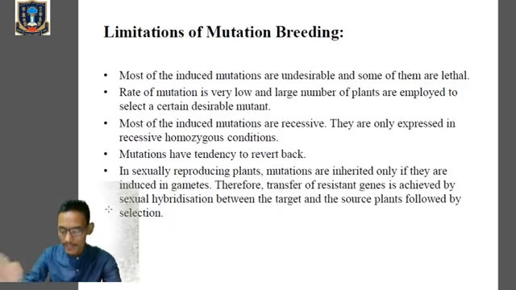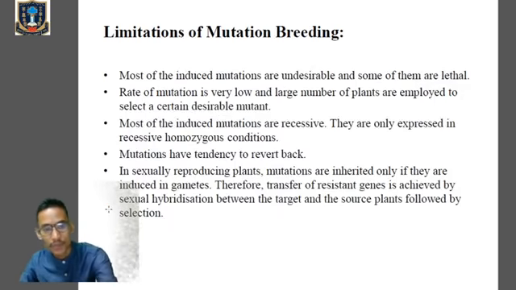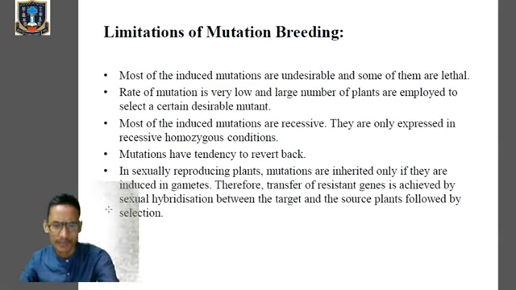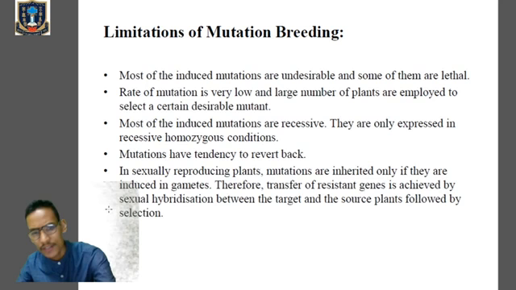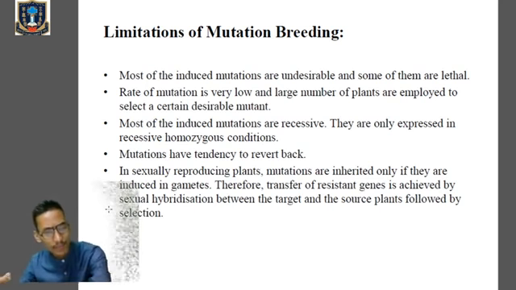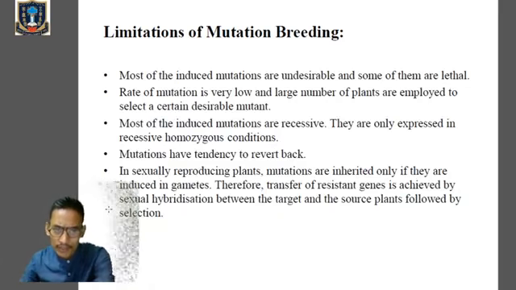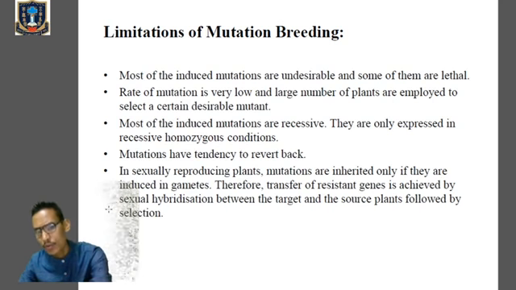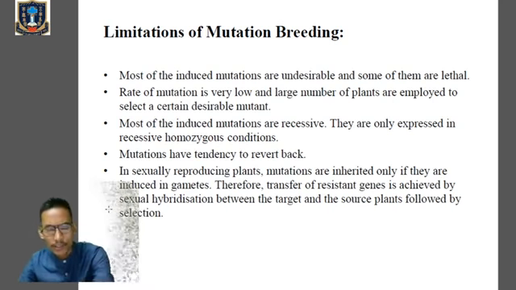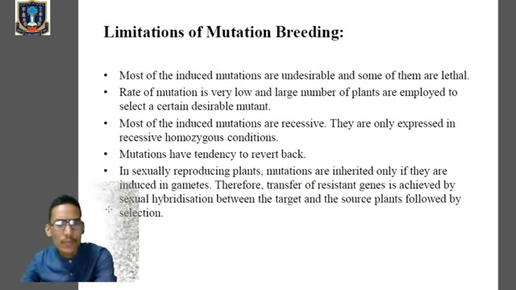Now, what are the limitations of mutation breeding? First one, most of the induced mutations are undesirable. That means we are not trying to bring those changes, but the changes are occurring, which are undesirable, and most of them are harmful. Lethal means harmful. Number 2, the rate of mutation is very low, and a large number of plants are employed to select a certain desirable mutant. Since the rate of mutation is very low, we have to select a large number of plants in order to select the desirable mutant.